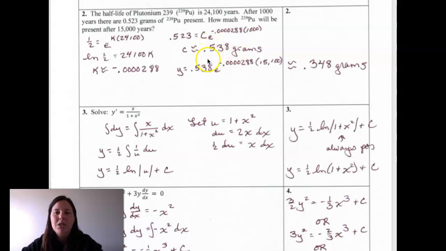Finally, we have enough information to answer the question. So we use our equation y equals initial amount, which we just found, times e to the k value. And then the question was after 15, error. Okay, so this says 15,000 years. I did 15,100. So I will update that on the answer key.